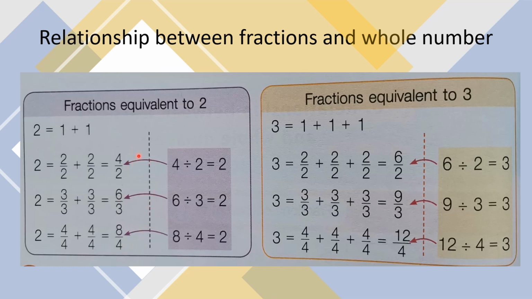So how to get the equivalent of these fractions? It's very simple. You're going to use division. So let's have the example: 4 divided by 2 is equal to 2. 6 divided by 3 is equal to 2. 8 divided by 4 is equal to 2. So as you can see, the equivalent fractions are equal to 2. So now let's go to example number 2.